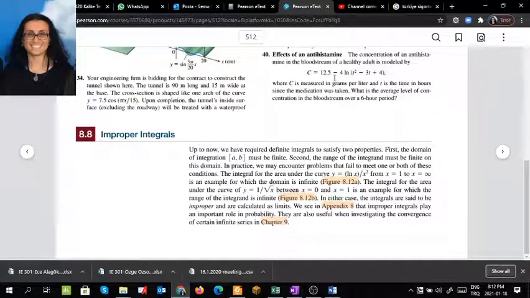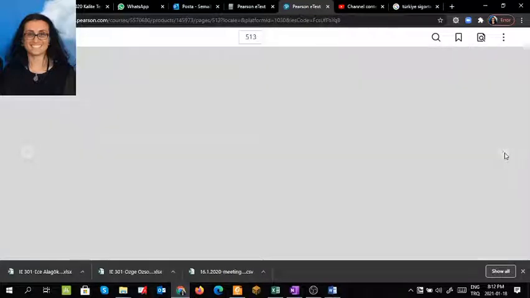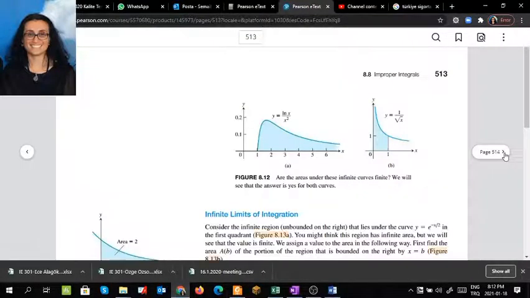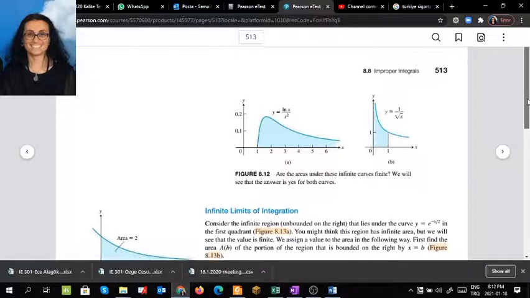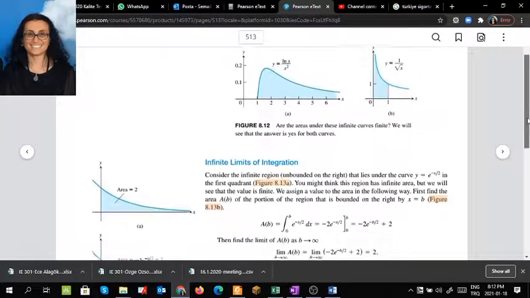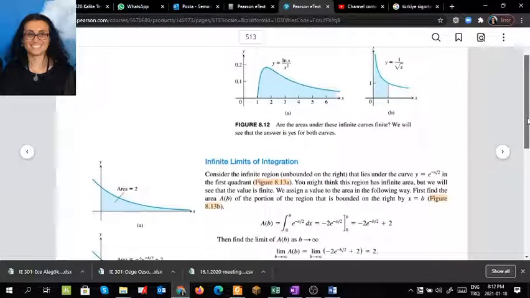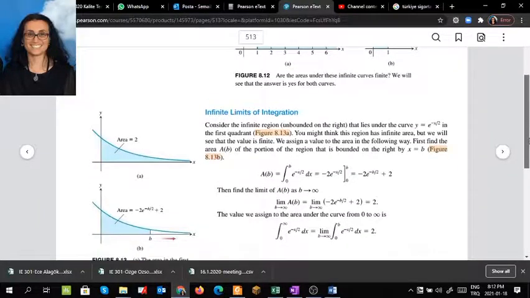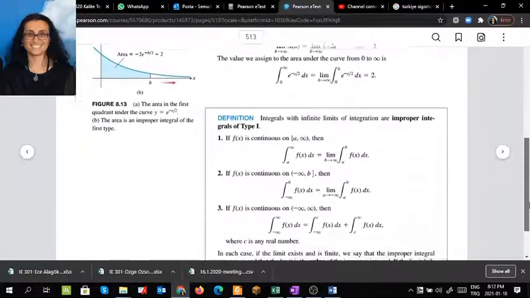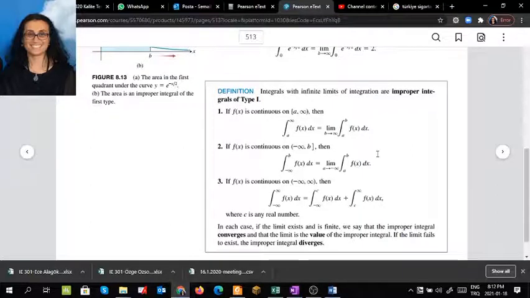Okay, we are going to talk about 8.8 improper integrals. I'm going to give a short review before we start solving some problems. Infinite limits of integration. In this section, we are going to see some integrals with infinite limits. And the way we are going to solve them is summarized in this definition.